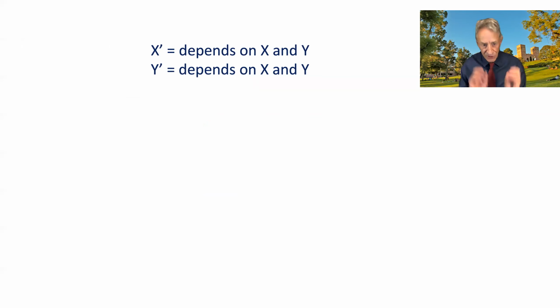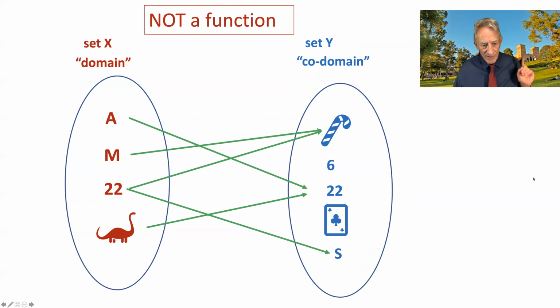Here's another not a function. Now, the problem is not a failure of assignment. Now we have too many assignments. The number 22 is assigned both the candy cane and the letter S. That's impermissible. That is not a function. The essence of a function is that every element of the domain gets assigned exactly one element of the codomain, never none and never two, exactly one.